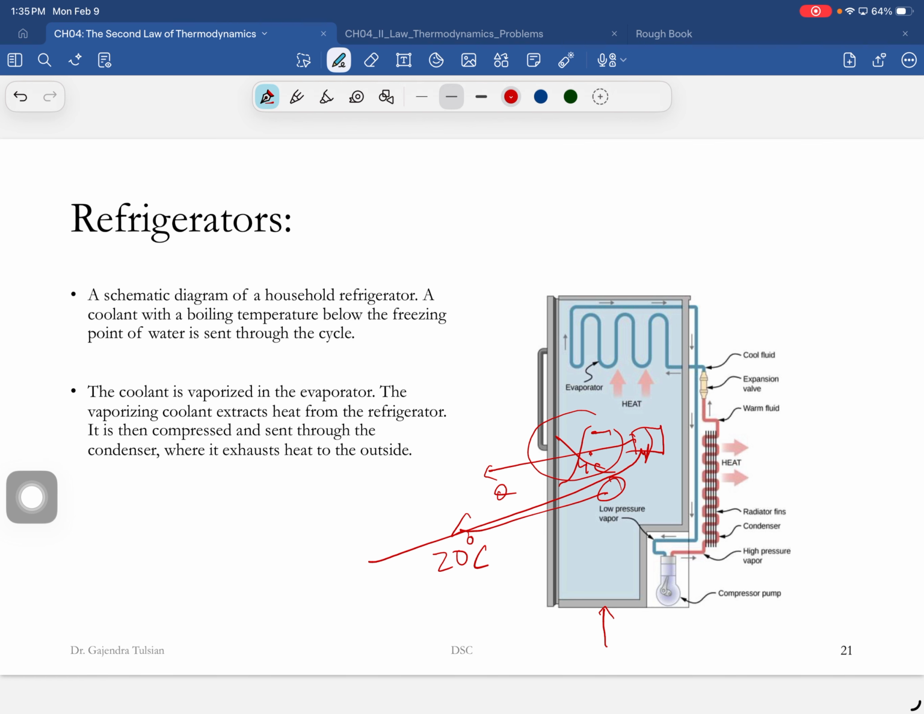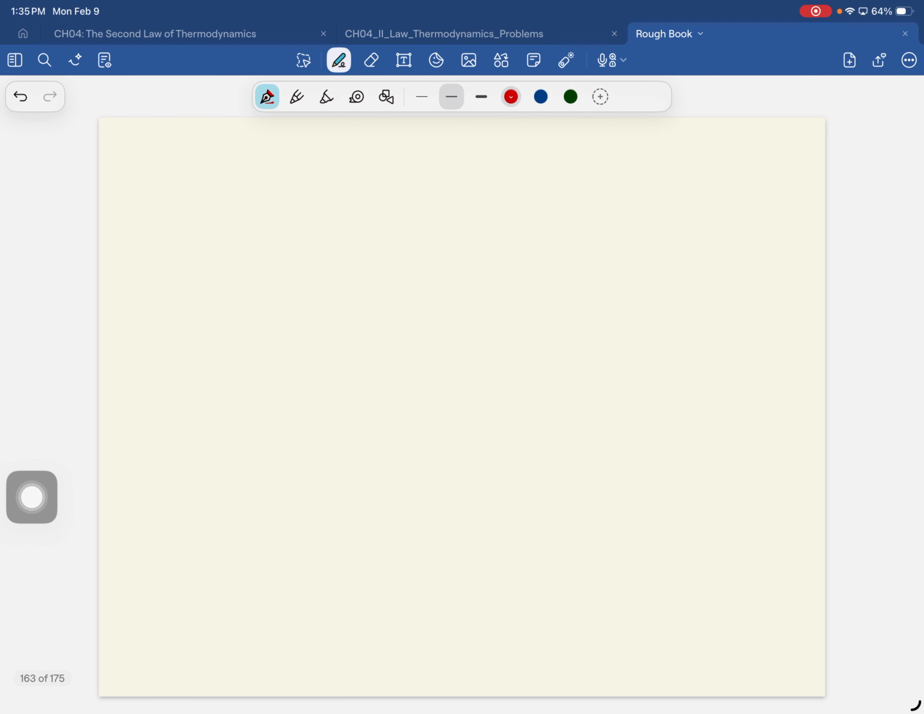So here's the process, the engineering part of it. Here's a cool fluid, the evaporator, and then you vaporize it. How do you vaporize it? You connect it to a vacuum. If you suck the air out, the liquid will evaporate more easily. You absorb heat, and then you have vapors, and then you compress and liquefy it. So this becomes a high pressure vapor, and then loses heat and becomes a warm fluid, and then you cool this fluid by passing it through an expansion valve, and then pass this cool fluid there.